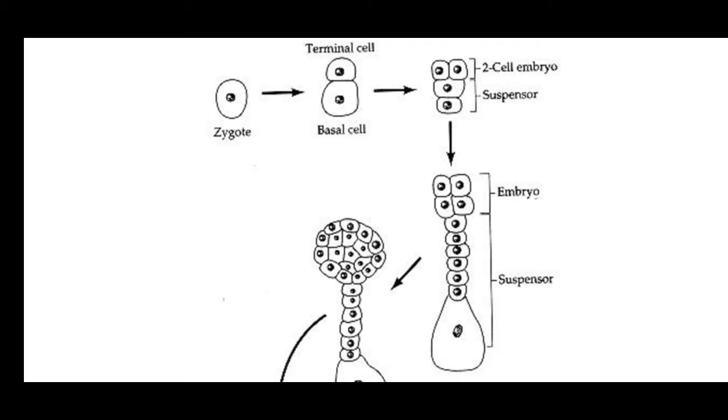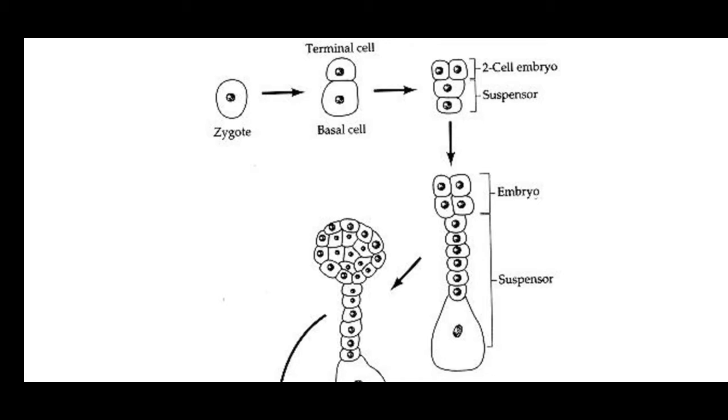If we talk about the direction of which one is present where, the basal cell is going to be towards the chalazal side, and the terminal cell, sometimes called the apical cell, is going to be towards the micropylar side. Wait a second, sorry, I said it wrong. The apical cell is supposed to be on the chalazal side, and the basal cell is going to be towards the micropyle.